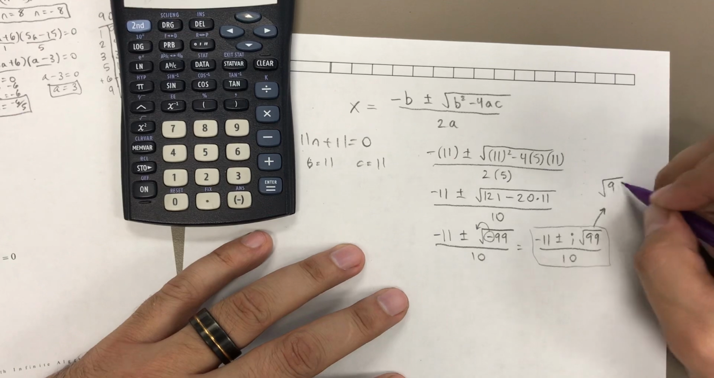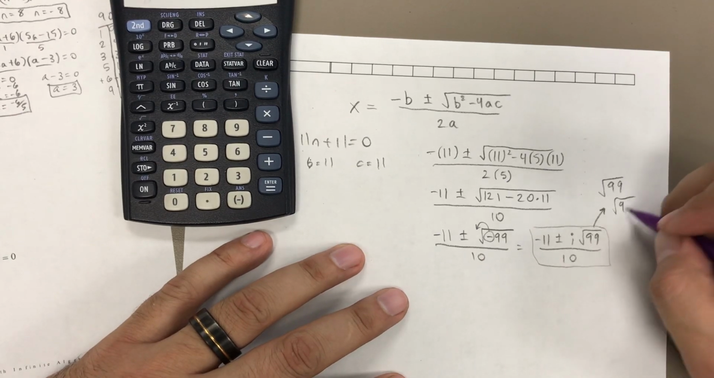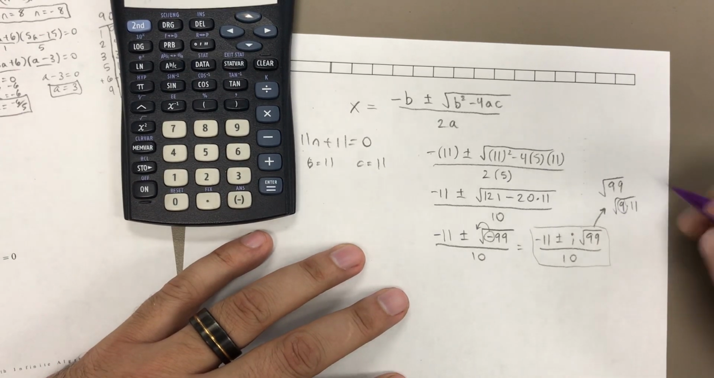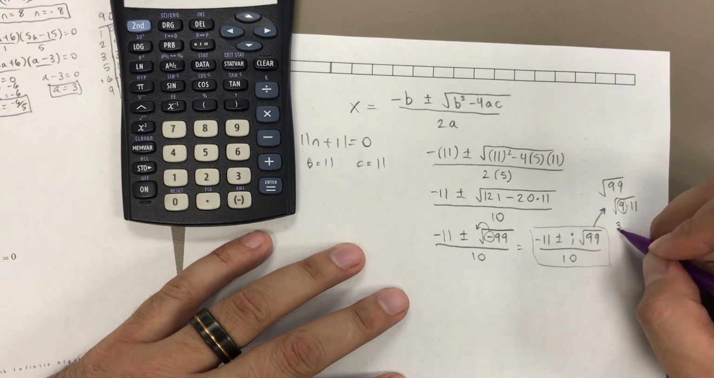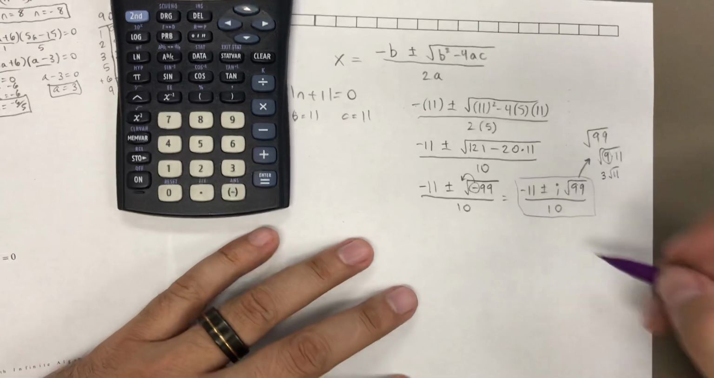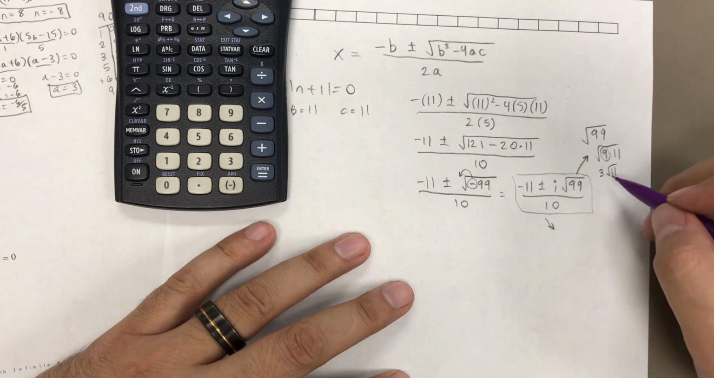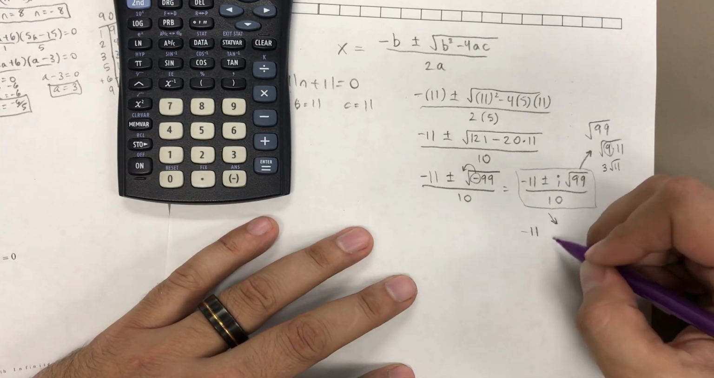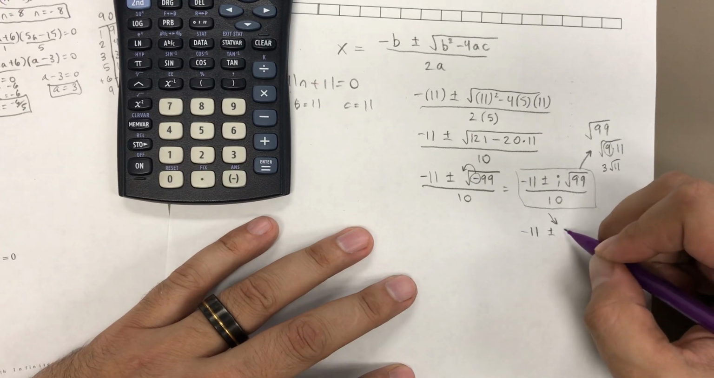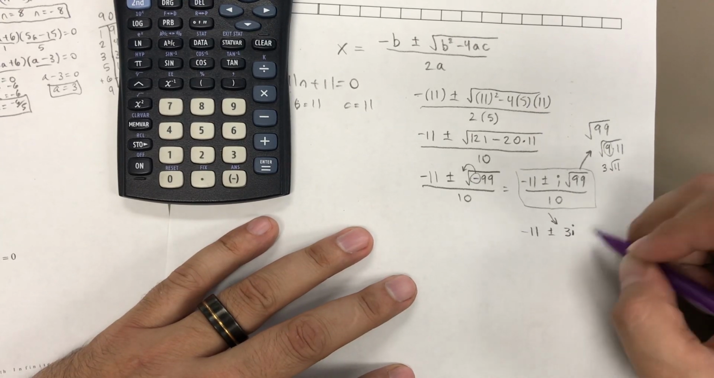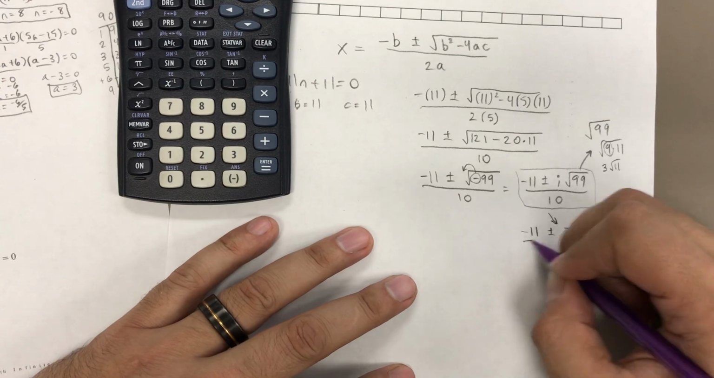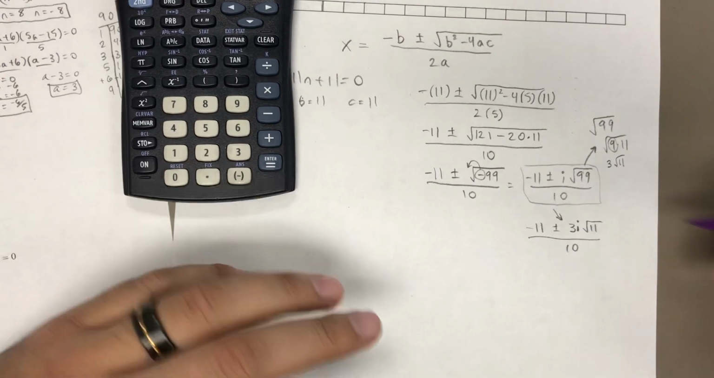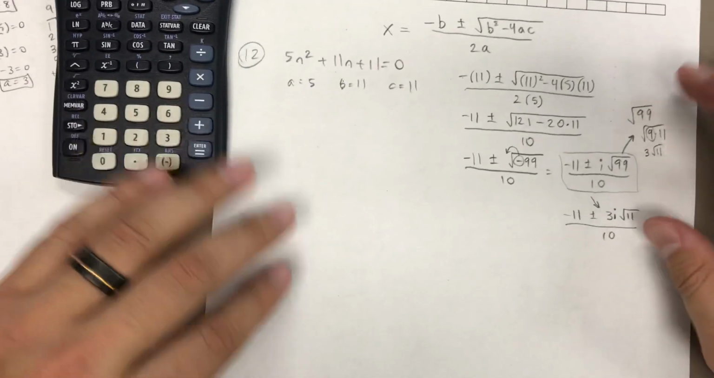99 is the same thing as saying 9 times 11. And you can take the square root of 9. The square root of 9 is 3, so this becomes 3 radical 11. So if you wanted to get some extra points, just put that 3 square root of 11 instead of the square root of 99. So you end up with negative 11 plus or minus 3 times i on the outside of the square root, and then the square root of 11 over 10. So that would be if you reduced your radicals and all that stuff.